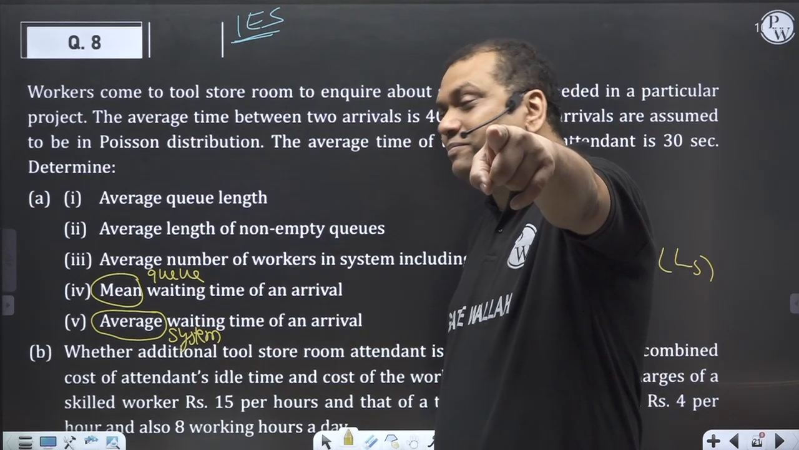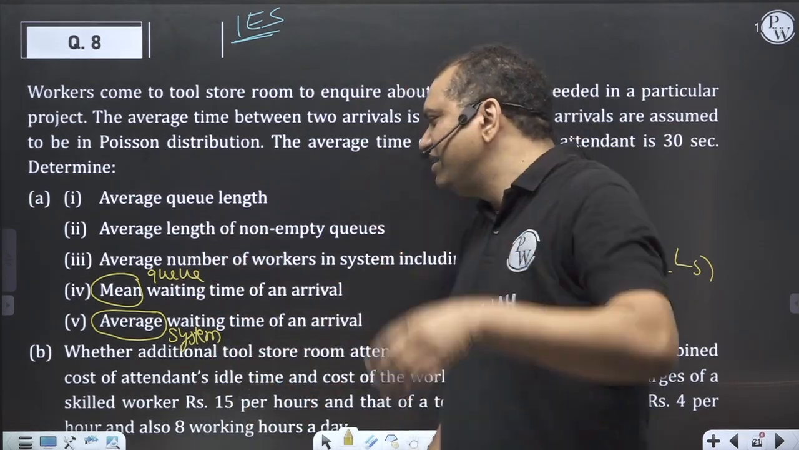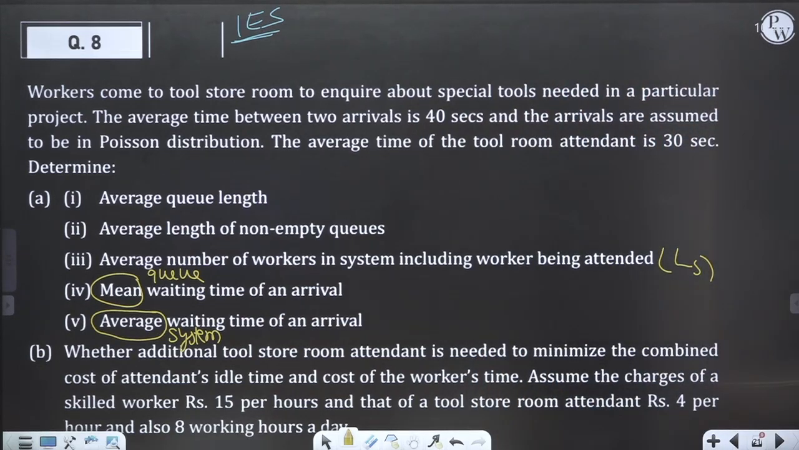Now we will do this interpretation. Mean means Q, average means system. Kindly do not forget this thing. In your short notes, please write this particular point. Mean means Q and average means system.